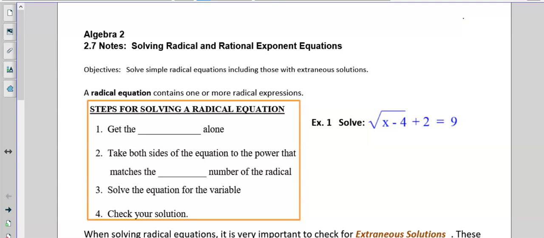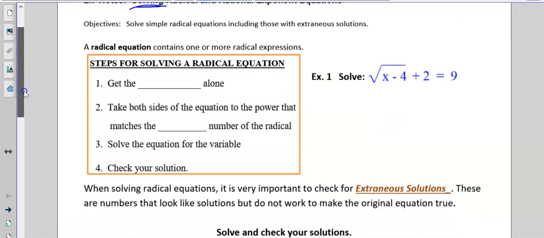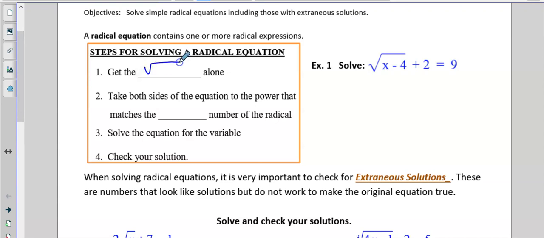All right, the last section of chapter 2, solving. There's the key here. We're going to be solving radical and rational exponent equations. The first step is to get the radical alone, whatever the index number is. It could be a square root, it could be a cube root, whatever. Take both sides of the equation to the power that matches the index number. That's that little number outside. Solve and then check.